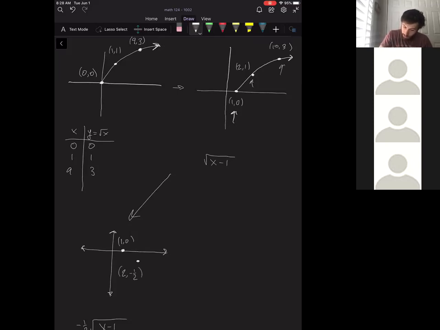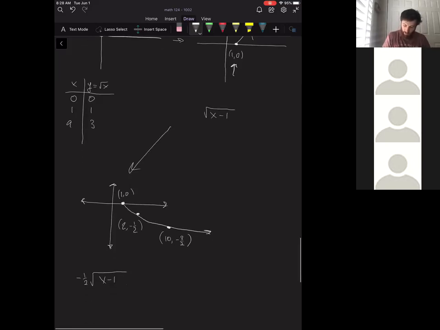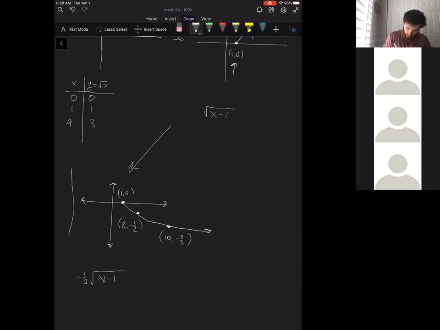And here the y value is 3. We multiply that by -1/2, it turns into -3/2. But the x value stays the same. So the x value is still 10, but now the y value moves down. It's negative, so we have 10 minus 3 over 2. Then we connect them with that same shape. Okay, and then for this example, we'd be done. This is what we need to graph.